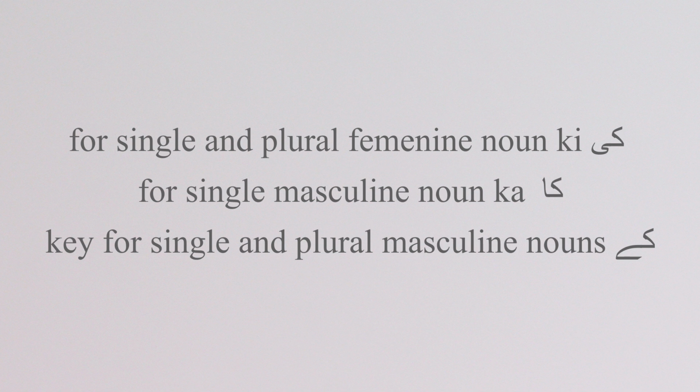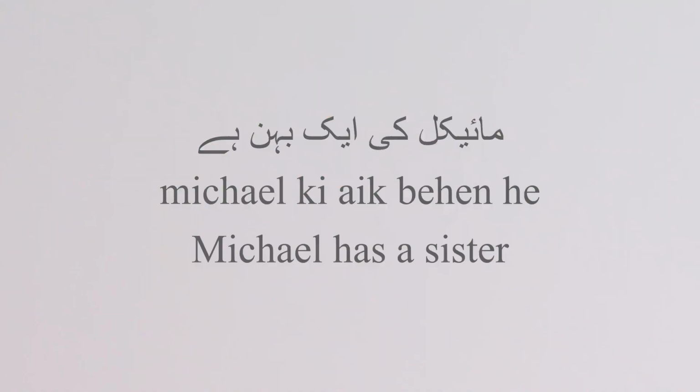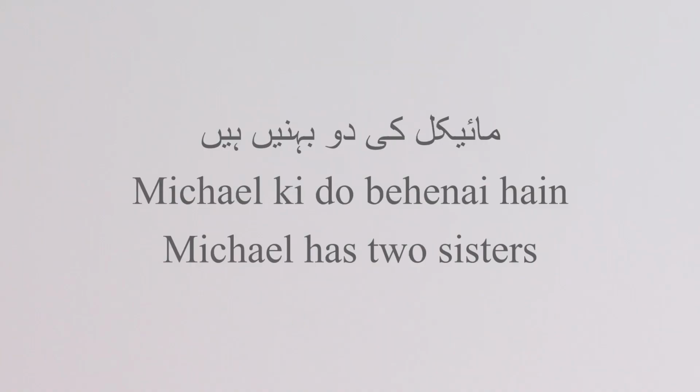Let's say another person. Let's say Michael. Michael has a sister. Michael ki ek behen hai. Michael ki 2 behnen hain. So ki does not depend on the subject, the person who we're talking about. The ki depends on the possession of the sentence, the noun that is following ki.